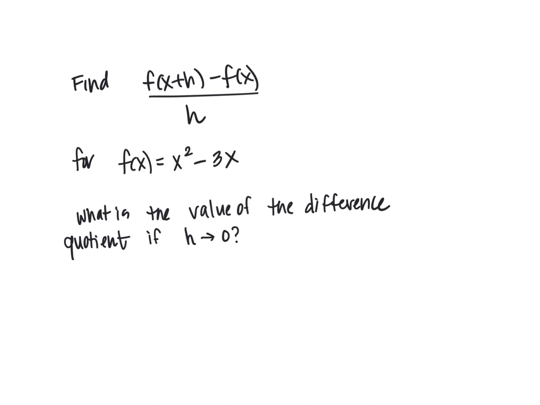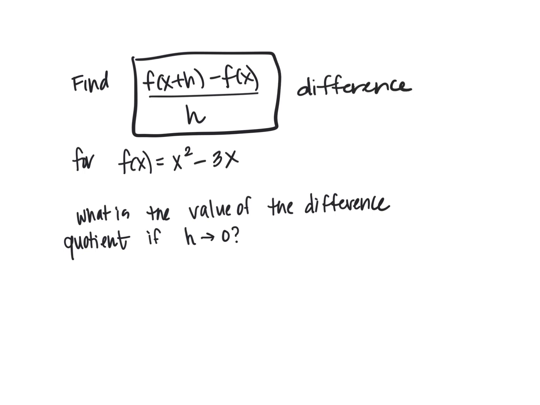Alright, for this problem we're looking at finding this thing here, which is called the difference quotient. And really it's kind of like a formula that you're going to plug into and then just try and simplify. So the first part of this formula that you need to find is what f of x plus h is. Now this is defined to be our function f, so if we see f of x plus h, we just need to put x plus h in for all of our x's.